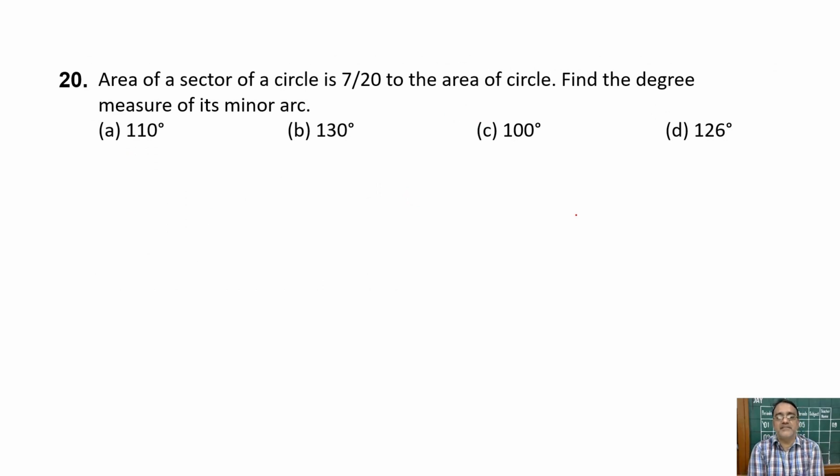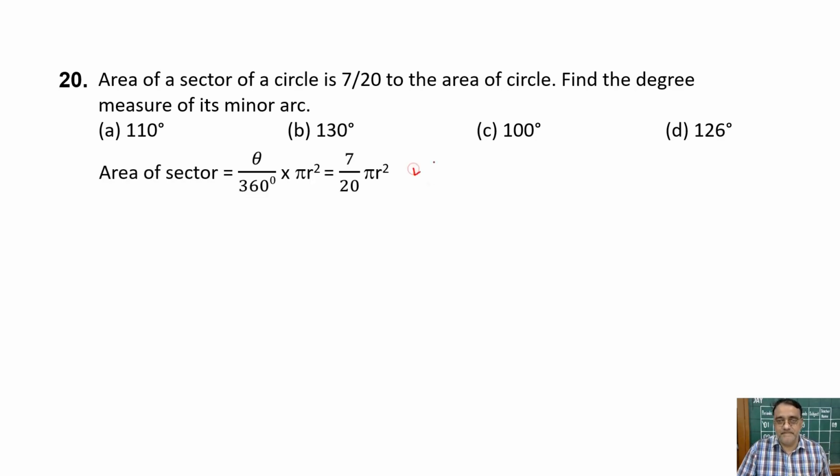Area of sector of a circle is 7 by 20 to the area of circle. Find the degree measure of its minor arc. So first of all, we will write the formula of area of sector, that is theta upon 360 into pi r square. And that is equals to 7 by 20 into area of circle, that is 7 by 20 into pi r square. This step is clear?